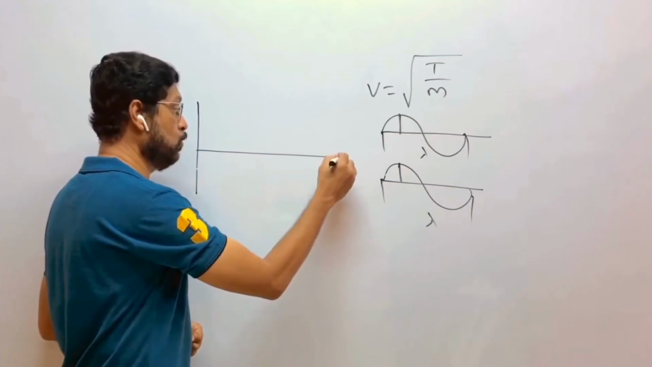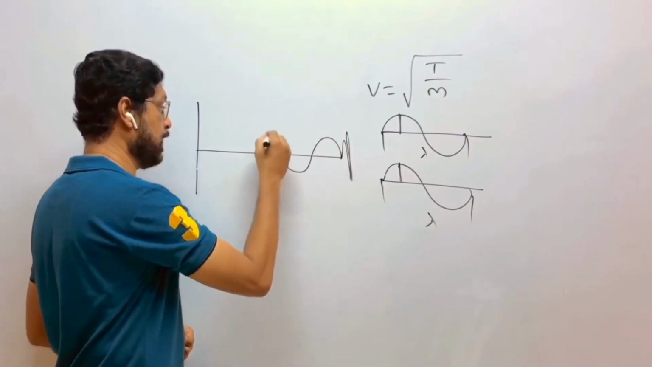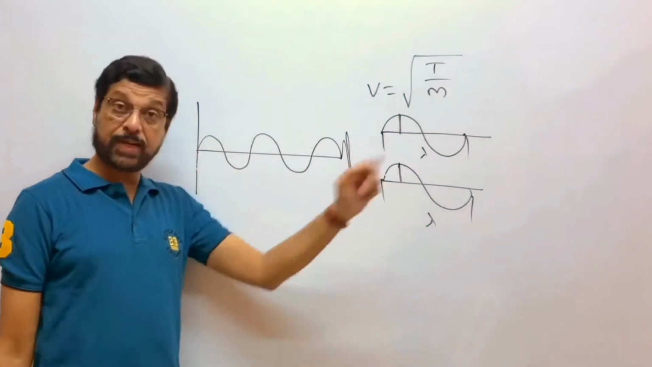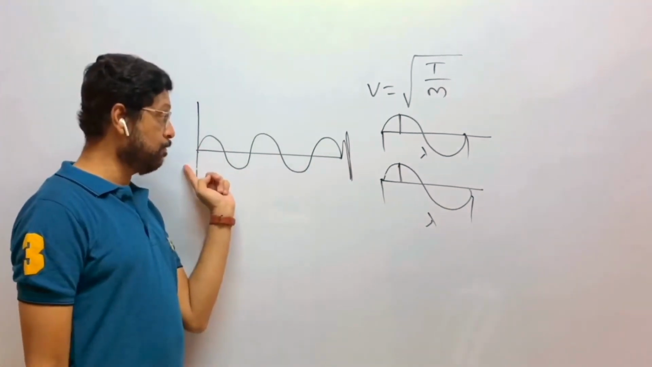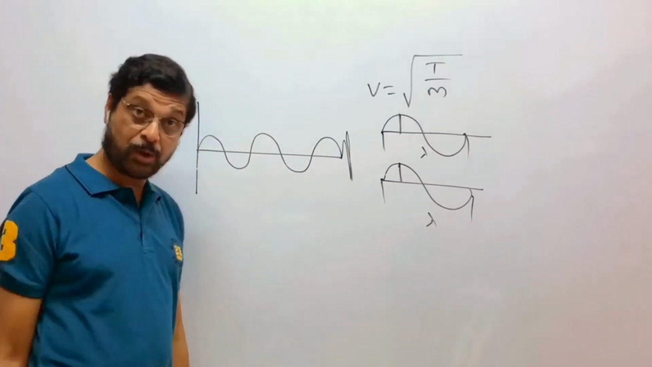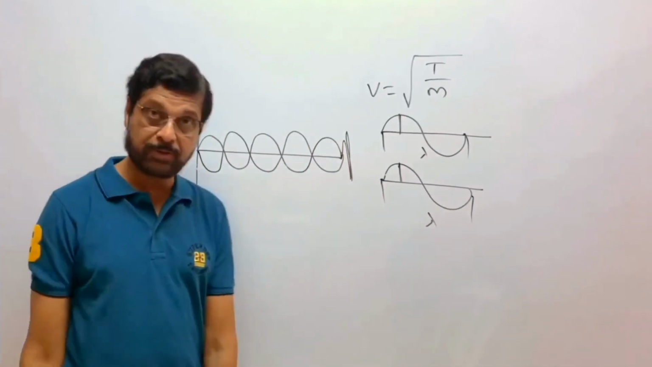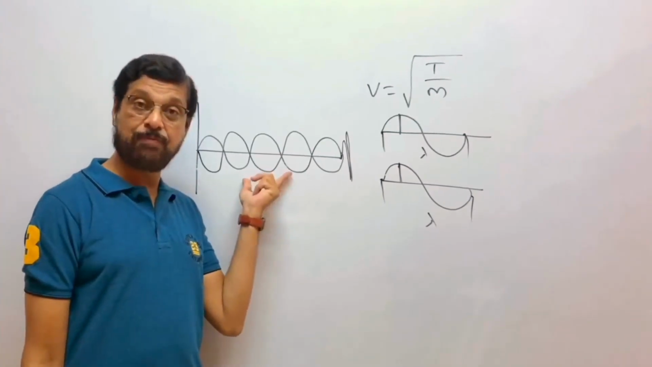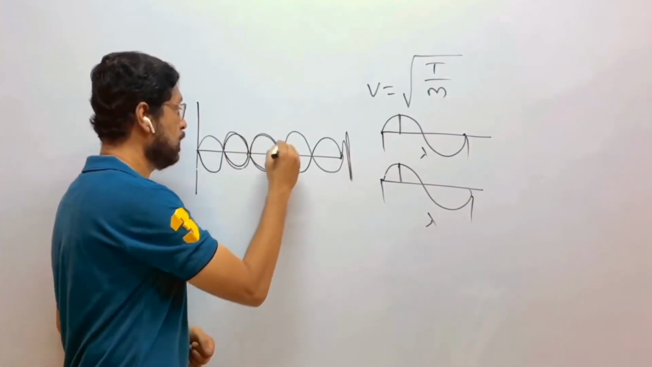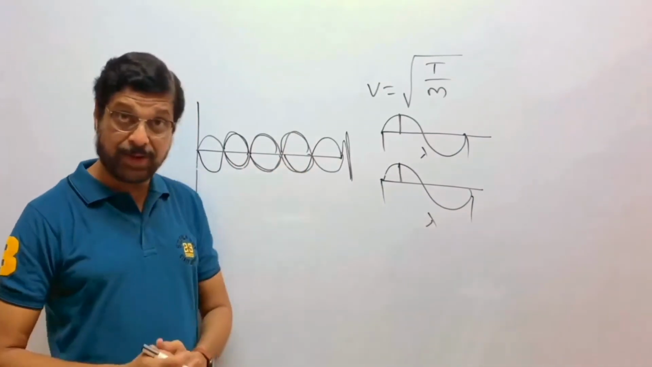Suppose you move this string up and down, then a wave is created here which travels to the wall. From there, it gets reflected. The reflected wave will be exactly identical to this wave. So there is a superposition of the two, and stationary waves are formed. This is a stationary wave. In stationary waves, there are loops like this. So this is a transverse stationary wave.